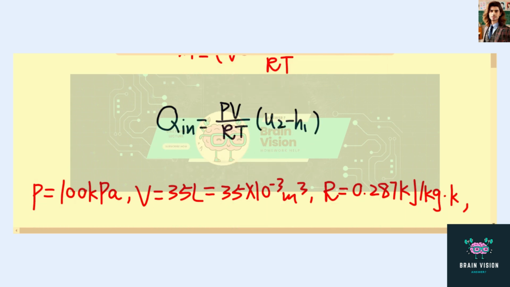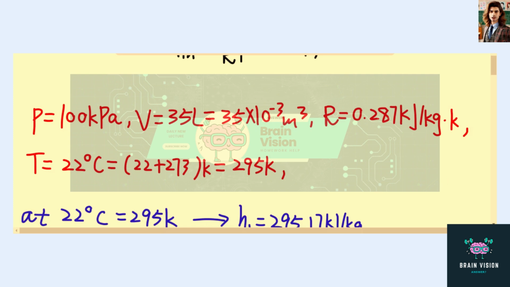So we know the pressure is given as 100 kilopascal. The volume is 35 liters, which is 35 times 10 to the power negative 3 meter cube. And the gas constant for the air is 0.287 kilojoule per kilogram Kelvin. And we know the temperature is given as 22 degrees Celsius, which is 295 Kelvin.